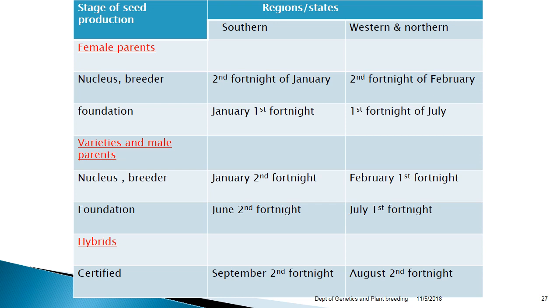Varieties and male parent, for nucleus or breeder seed, the planting in southern zone is January second fortnight, and in western and northern it is January first fortnight. Foundation seed, in southern zone it is June second fortnight, and in western and northern it is July first fortnight. For hybrid seed production, certified seed, in southern it is September second fortnight, and in western and northern it is August second fortnight.